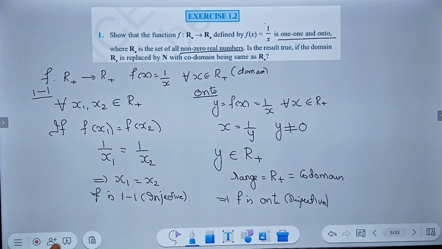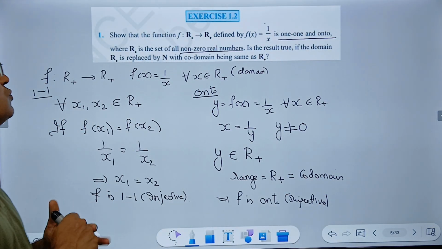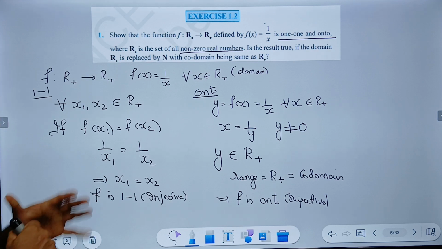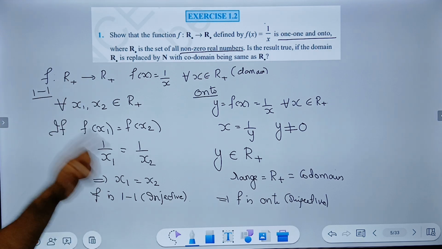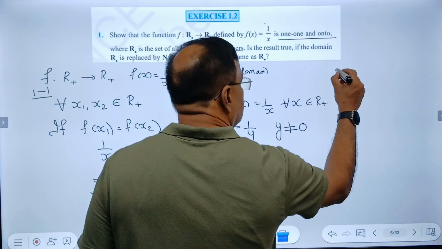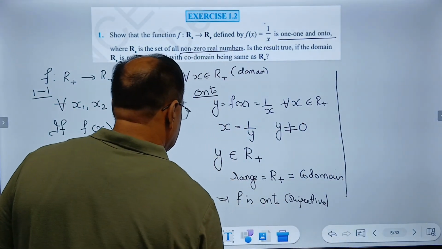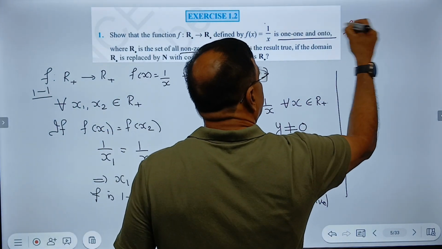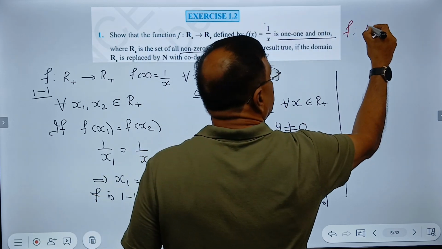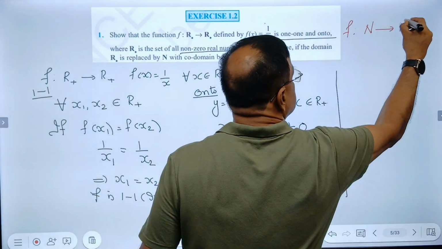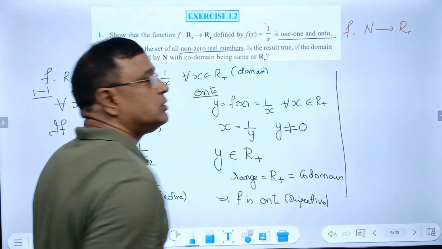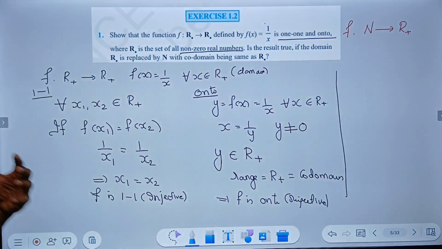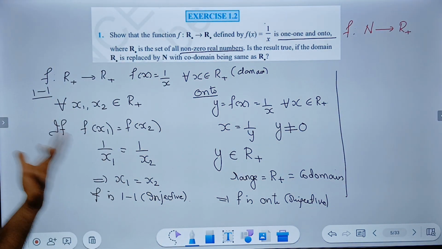Now there's another part of the question. Is the result true if the domain is replaced by the set of all natural numbers? Suppose I have a function f, not from R plus but from natural numbers to R plus. From natural numbers to R plus, can it still be 1 to 1 and onto?